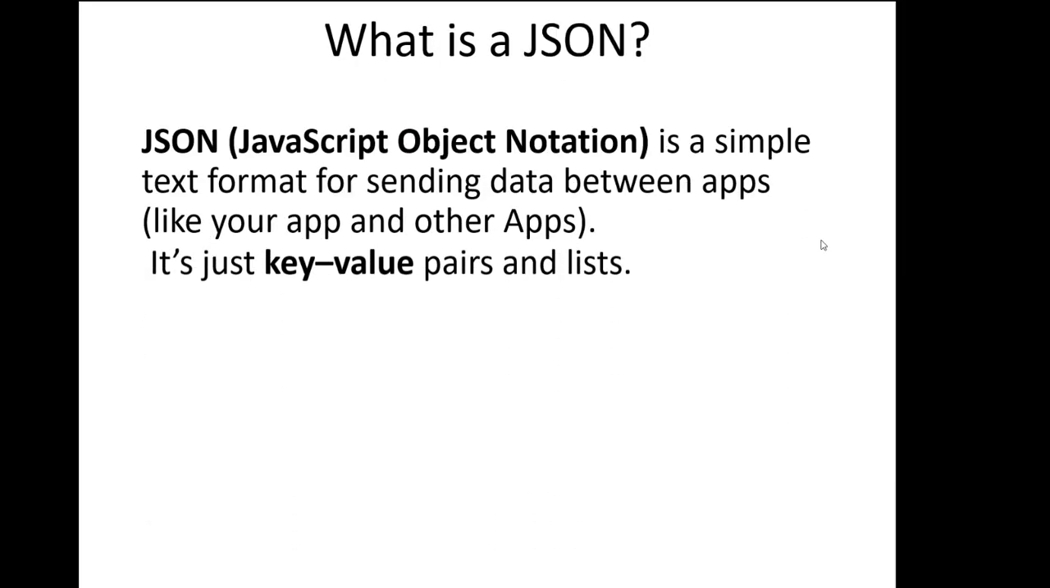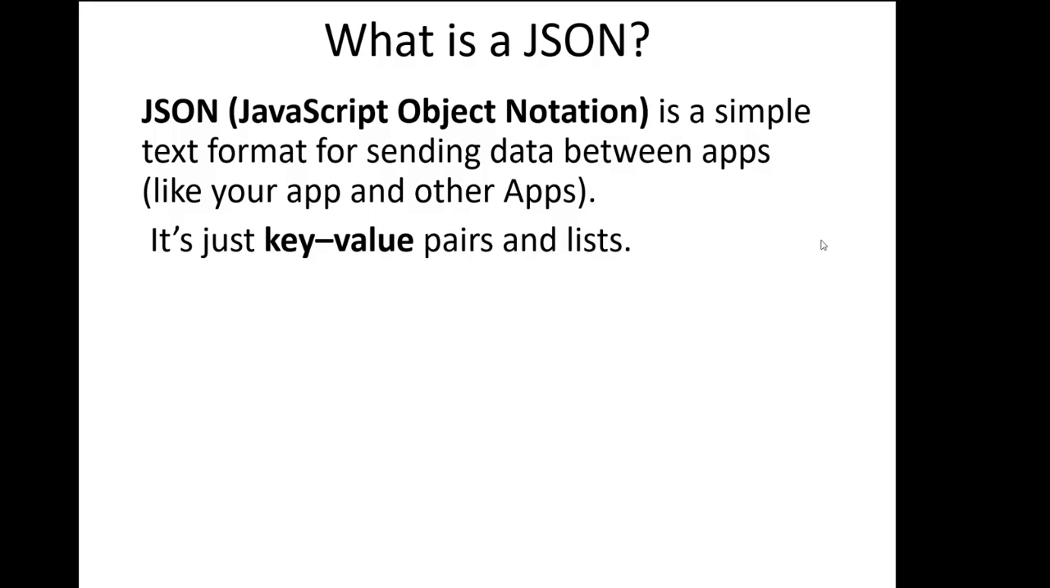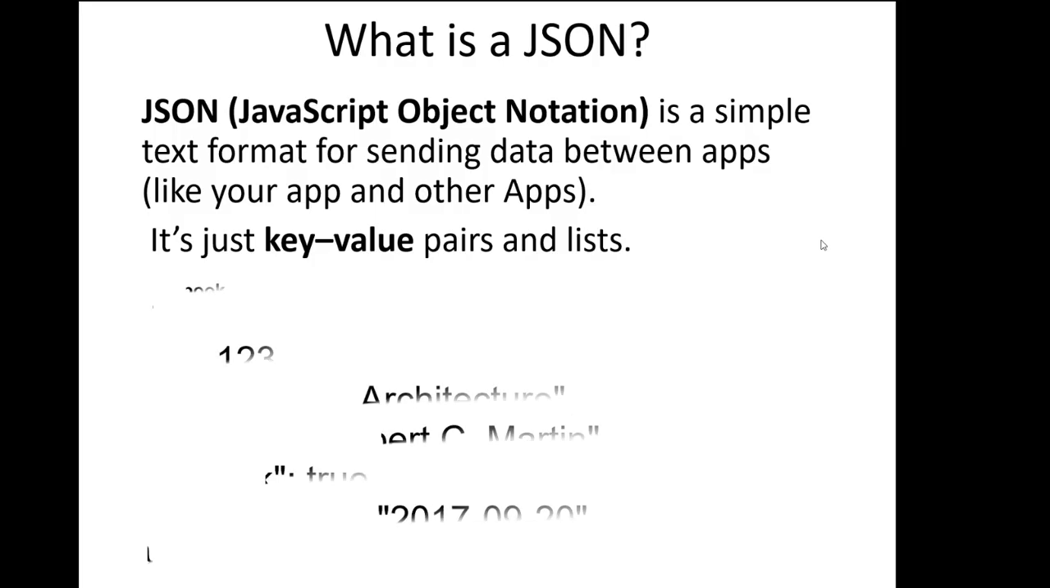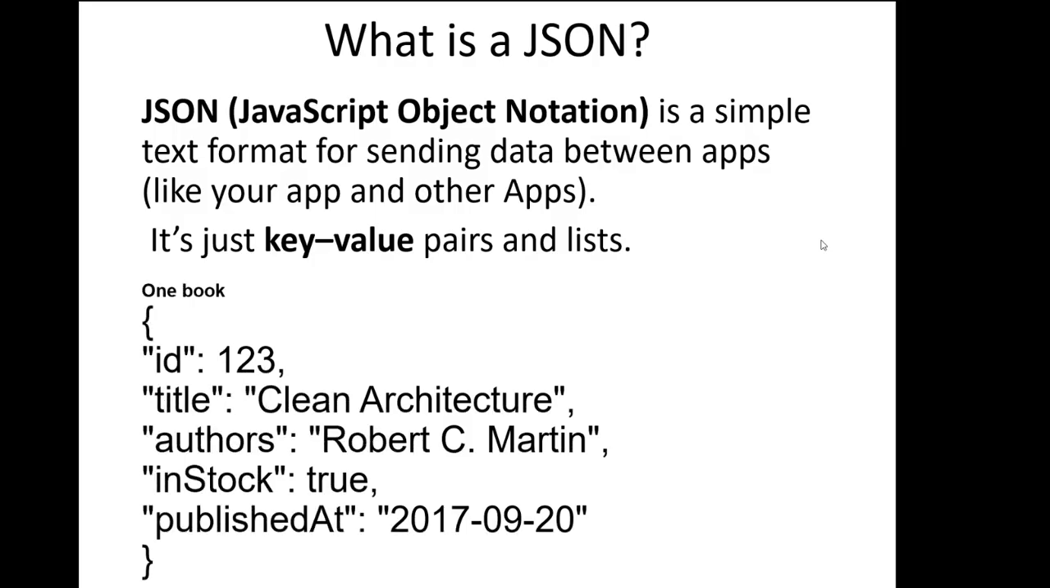JSON is JavaScript Object Notation, which is a simple text format for sending data between two applications. Look at this scenario. This scenario is telling you the format of how JSON looks, sending a record of one book from the book database table. So this is how it's going to be. The book ID is 123, the title is Clean Architecture, and the rest.